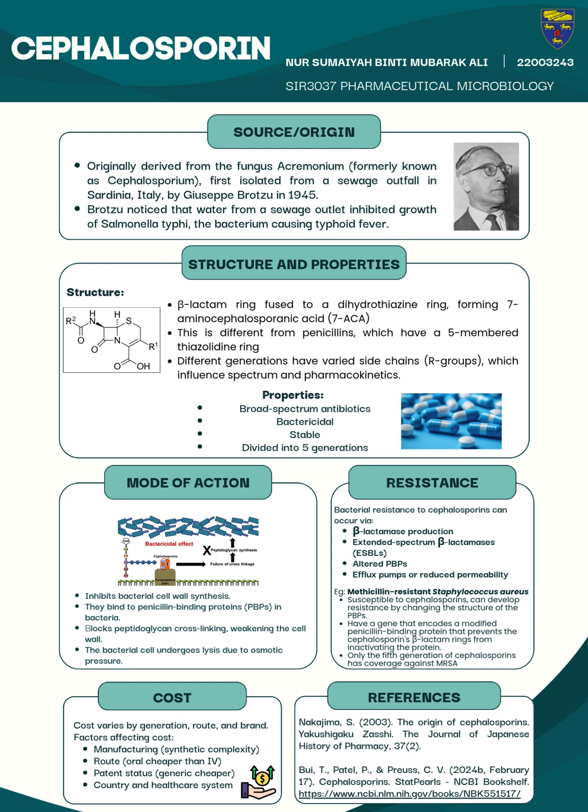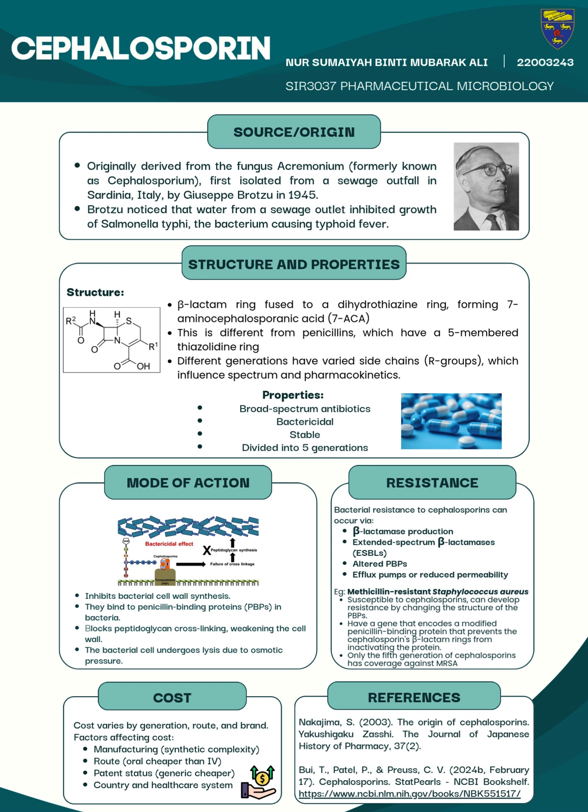Next we'll talk about resistance. Bacterial resistance to cephalosporins can occur via beta-lactamase production, enzymes that break the beta-lactam ring. Extended-spectrum beta-lactamases, ESBLs, especially in gram-negative bacteria. Altered PBPs that lower the binding affinity. Efflux pumps or reduced permeability, especially in gram-negatives like Pseudomonas.